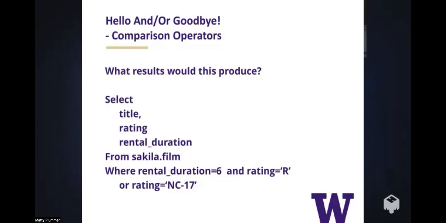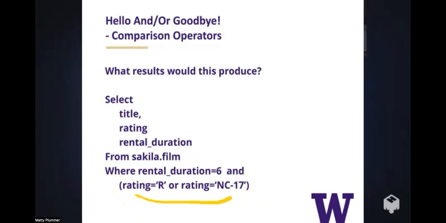Yeah, we could absolutely add another AND at the end of this. That's absolutely another way. A different technique is throwing parentheses around it. So now we're saying, okay, the first clause is give me everything where the rental duration equals 6. And we throw a couple of parentheses on here, and now this is acting as its own independent clause. So it's either going to be R or NC-17, and everything has to be duration of 6. So if you were to enter this, that's what the results would be.